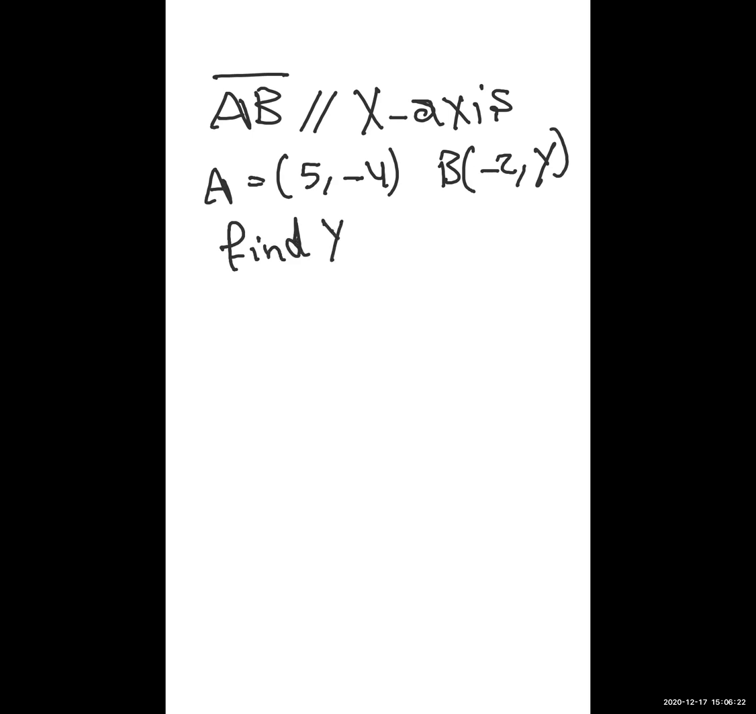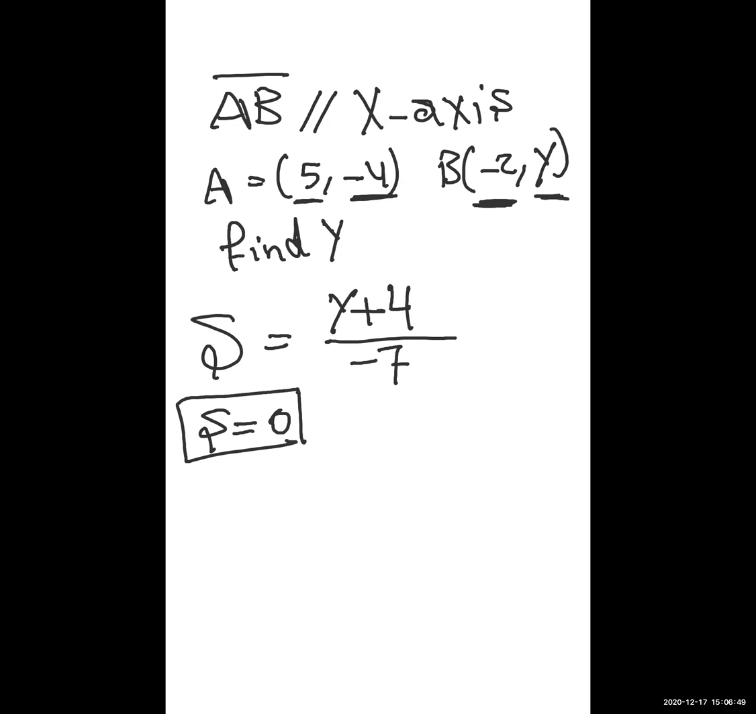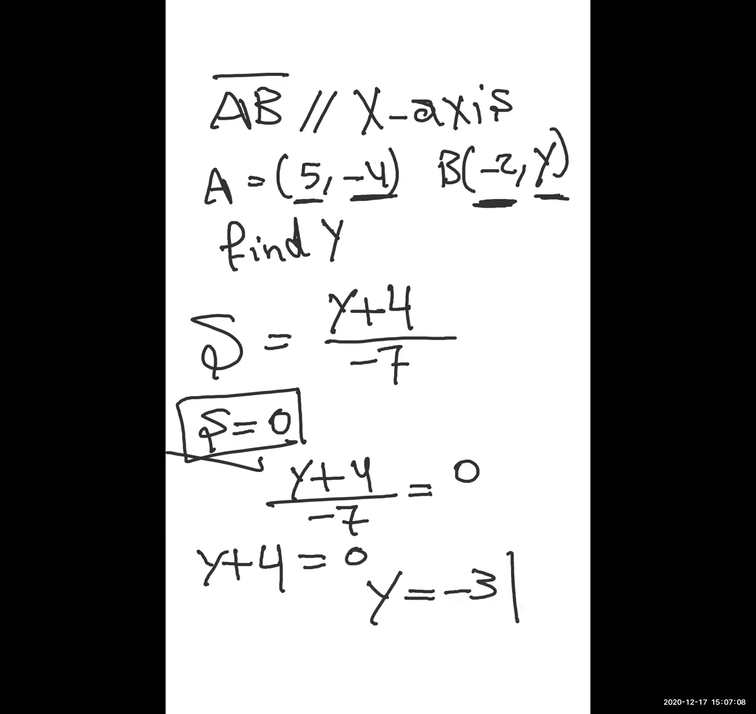Okay, I will get the slope for AB first. Slope of AB equals y minus -4, so y plus 4, over x2 minus x1, -2 minus 5, so -7. Now guys, AB is parallel to the x-axis, which means the slope equals 0. So y plus 4 over -7 equals 0. Cross multiply: y plus 4 times 1 equals 0. So y will equal -4, shifting the number with the different sign to the other side.